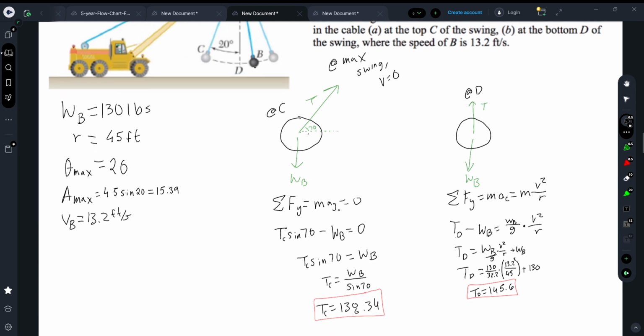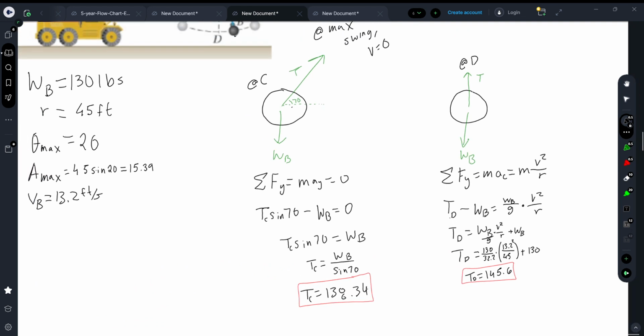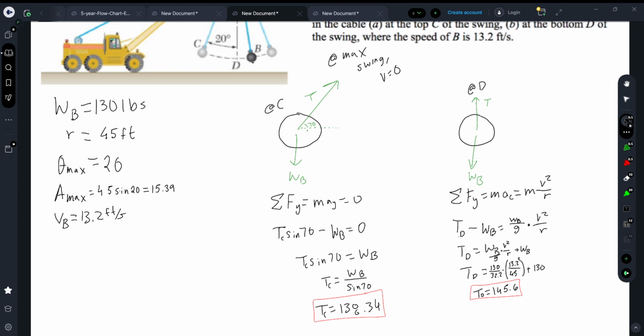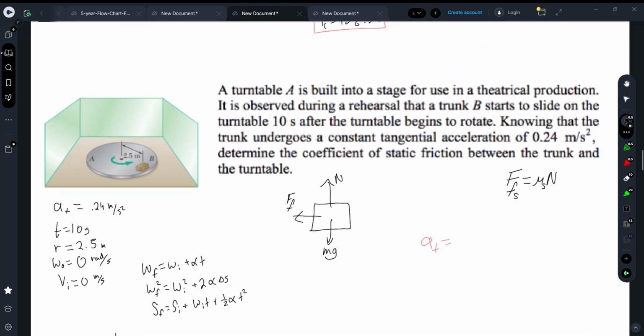So since those are the only two forces at this point, I can go ahead and solve for t. This one was a little bit trickier, but centripetal acceleration is equal to velocity squared over r. So I subbed that in, and we have velocity and r. So I just went ahead and isolated for tension, and that is what I got.